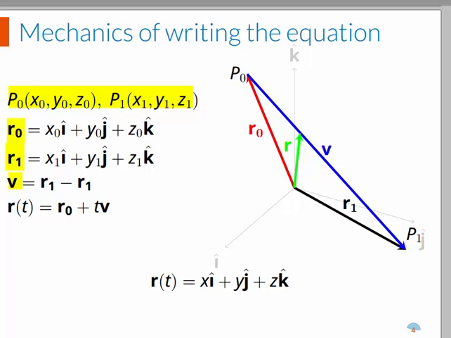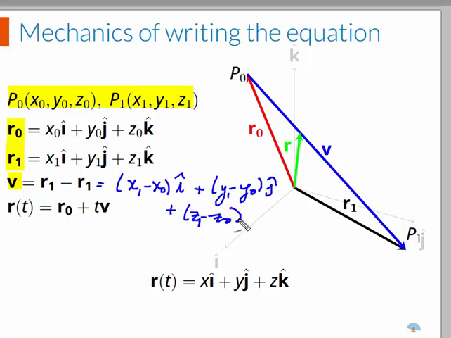However, numerically, v is going to look like this. x1 minus x naught in the i direction, plus y1 minus y naught in the j direction, plus z1 minus z naught in the k direction. So numerically, we're just taking the coordinates off of here, and we're forming this vector v. But theoretically, we cannot do that because scalars can't just arbitrarily make up a vector. But this is how it looks.